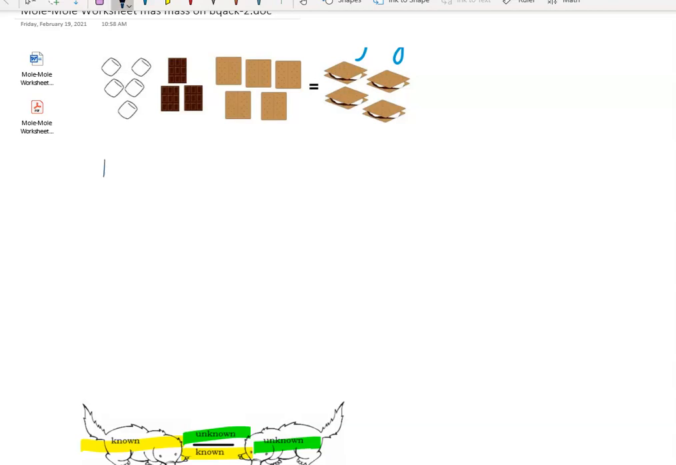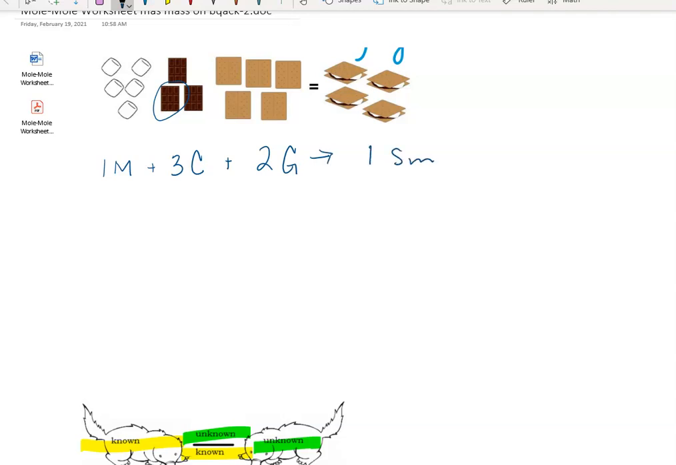For a s'more, you need 1 marshmallow. These chocolate pieces, you tend to use 1/4 of a chocolate bar, and there's 12 little rectangles in there, so we're going to call it 3 chocolate pieces. And you need 2 graham crackers. And all of that together makes 1 s'more.